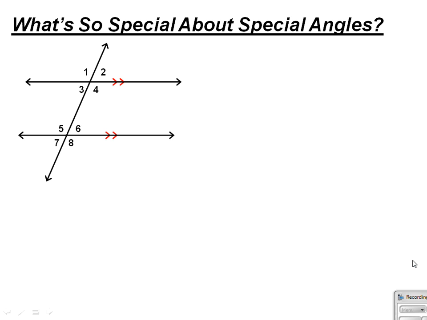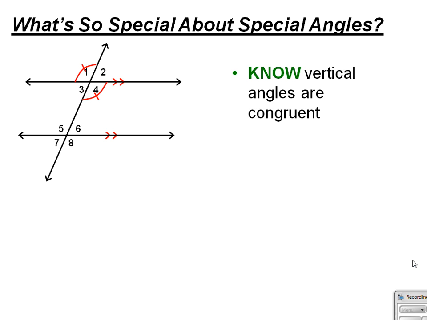Now, what's so special about these special angles? Well, again, beginning with a pair of parallel lines cut by a transversal, we definitely know from the last lesson that vertical angles are congruent. Anytime a pair of vertical angles appears, they are always going to be congruent. Angle 1 and angle 4, for example. They're vertical angles, therefore they're congruent.